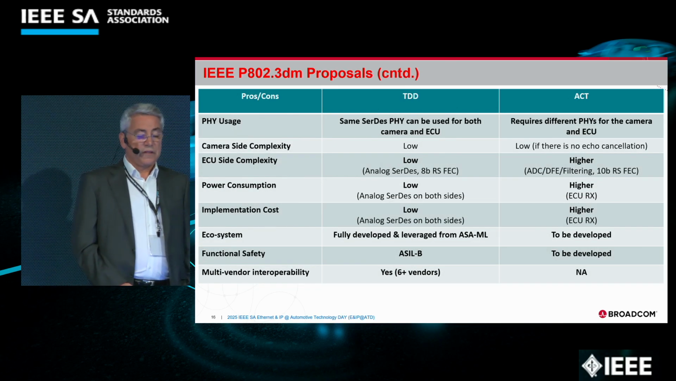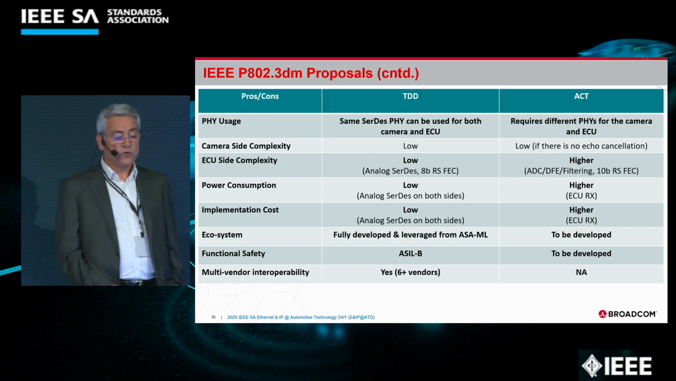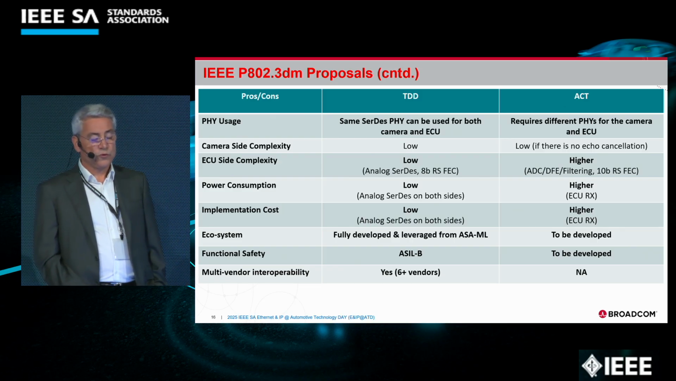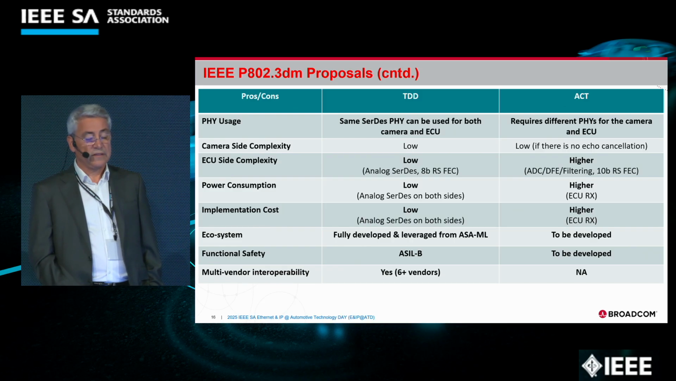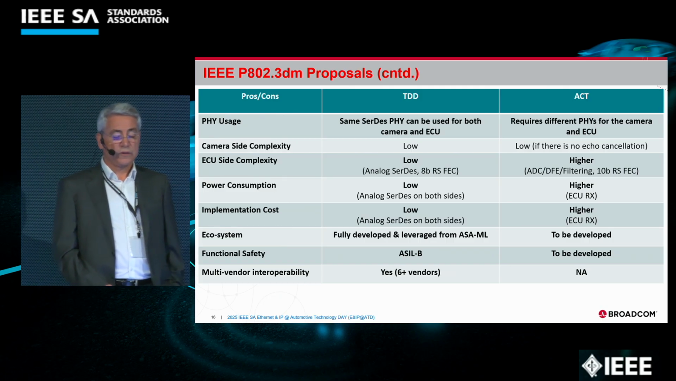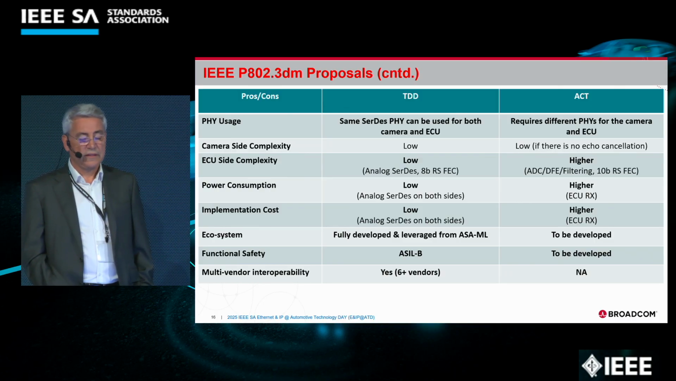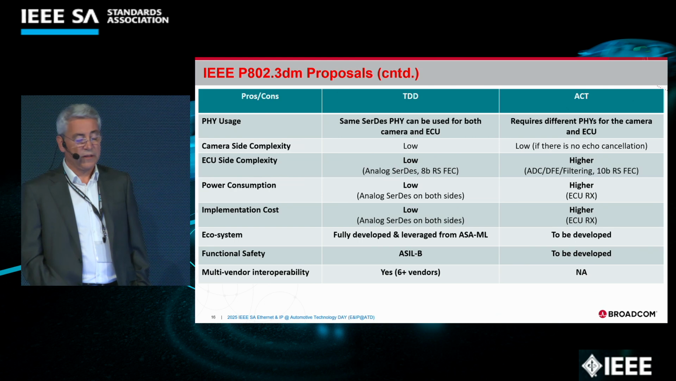PHY usage is another important factor for choosing different solutions. The same SerDes PHY can be used for both sides, the camera and the ECU, for TDD. However, different modulation techniques are used for the ACT. DME for the upstream and PAM2 for the downstream require two different PHYs.